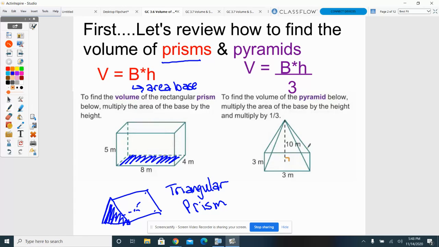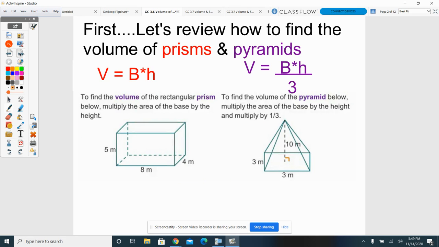And then we remember the pyramids. It was kind of funny because it's not really what we thought would happen. It took 3 of these pyramids to fill up one rectangular prism. So it was big B times H, but then you had to divide by 3, because it took 3 of them to fill up one of the boxes that would go all the way around it. Big B is the area of the base. Here it's a square, but it looks like a rectangle, doesn't it? Times the height, which goes right through the middle, and then you divide by 3.